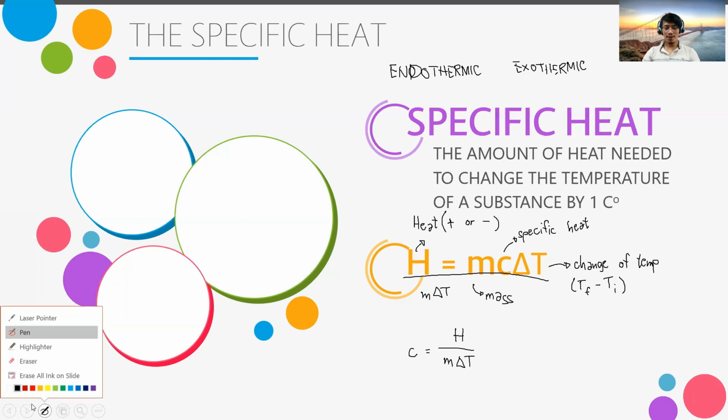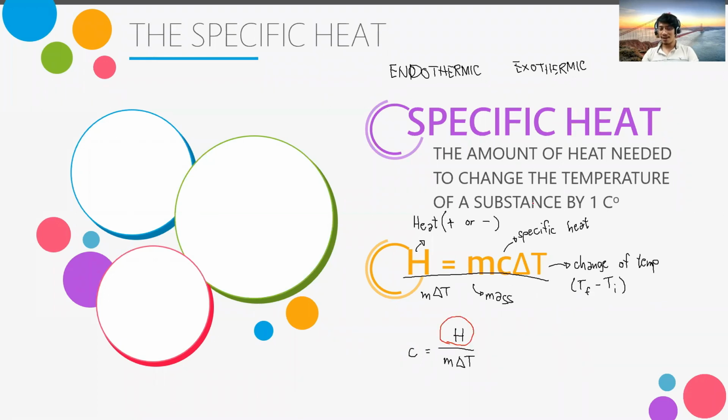So ano na ngayon ang definition ng specific heat using this equation? Specific heat is the heat needed to change the temperature of a substance. Ayan, no, di ba? So that definition is only based on the formula. Okay, galing lang yan siya sa equation. So specific heat is the heat needed to change the temperature of a given substance. Nakuha?